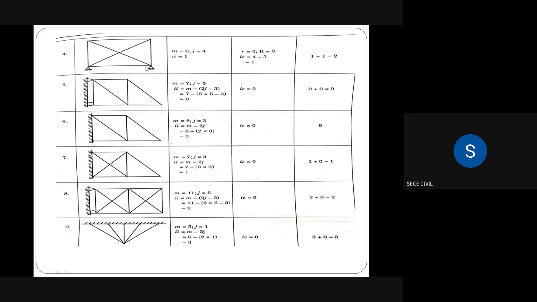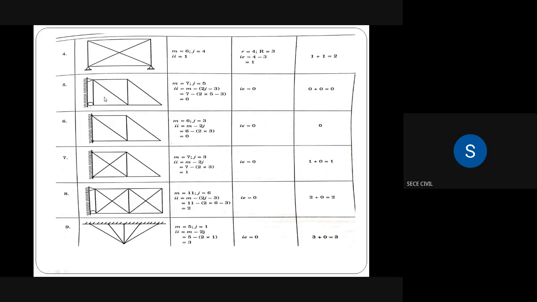So here there are two supports only. Both the two supports are hinge supports. So the number of reactions will be 4. These two supports are hinge supports, so two reactions will be there, vertical and horizontal. So 2 plus 2, 4. So small r is equal to 4. Capital R is equal to number of equilibrium equations, 3. So 4 minus 3 is equal to 1. So 1 plus 1 is equal to 2. So problem number 4 is of static indeterminacy of 2.